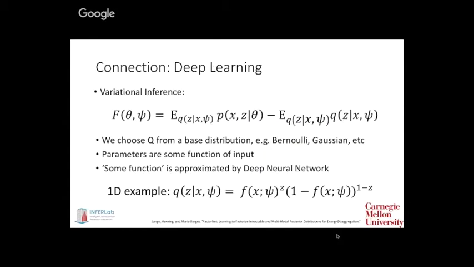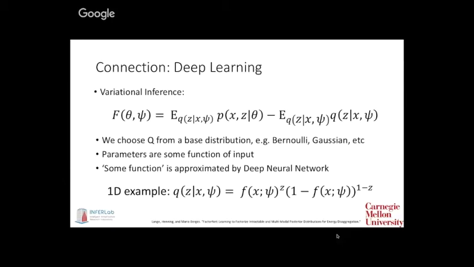And this is also how the first connection to deep learning comes in. We parameterize our auxiliary distribution with a neural network. So basically, we choose some base distribution Q, a Bernoulli, a Gaussian, a fairly simple distribution. And then we assume that the parameters, for example in the Gaussian the mean and the variance, or in the case of the Bernoulli the coin flip probability, are some function of the input. And then we just approximate this function with a neural network.